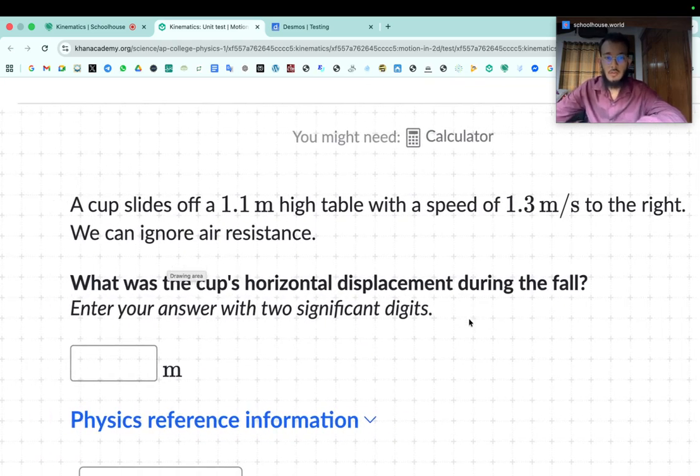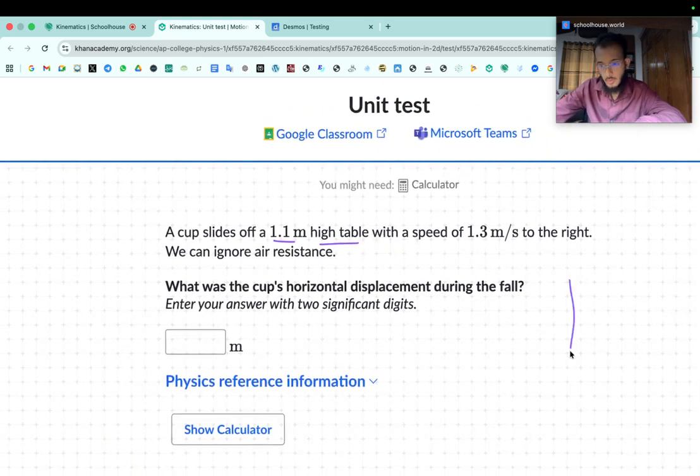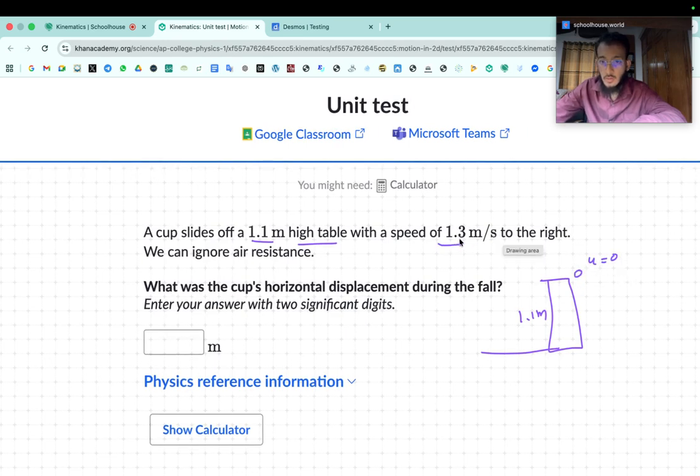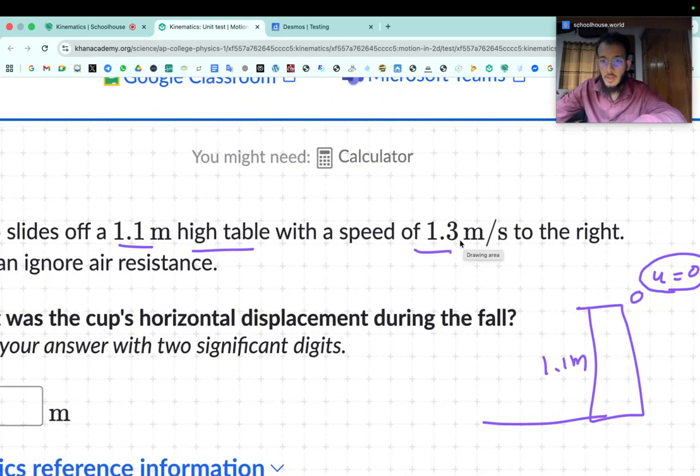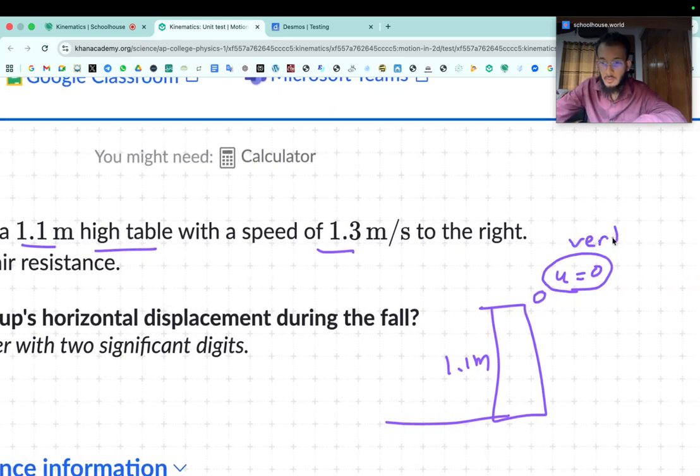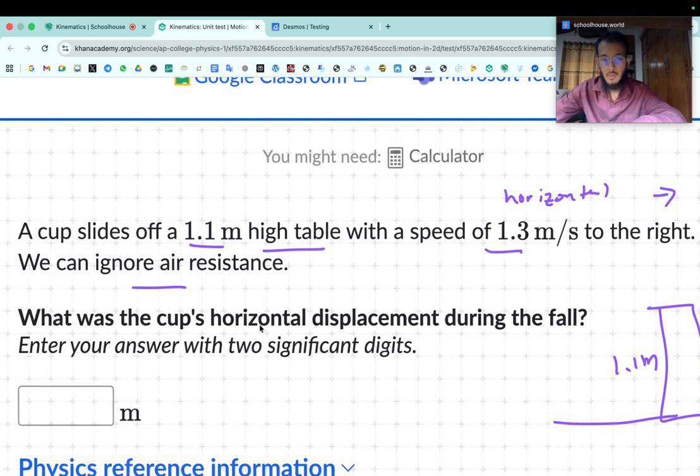A cup slides off a 1.1 meter high table. Okay, so we have a table that is 1.1 meters from the ground, and it slides off, which means it just starts from rest, equal to zero, with the vertical speed. But we have a horizontal velocity of 1.3 towards the right, and you can ignore air resistance. What was the cup's horizontal displacement during the fall?